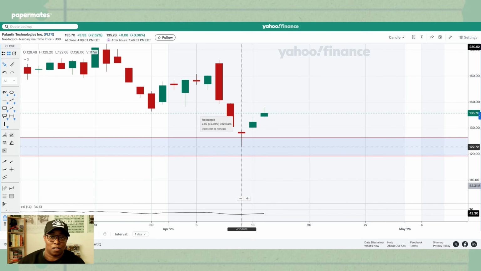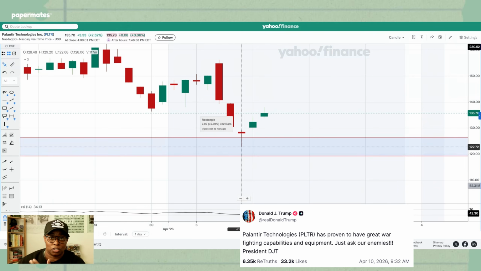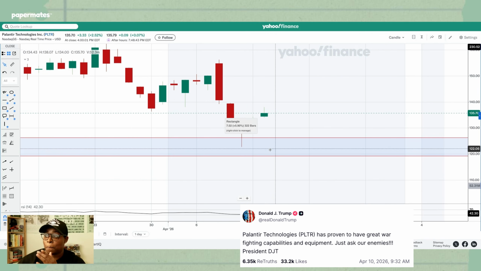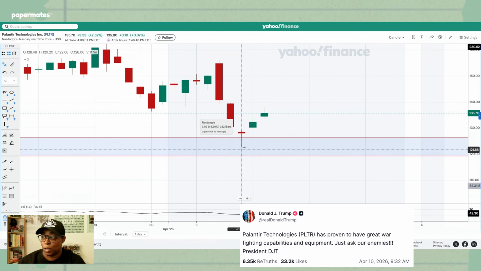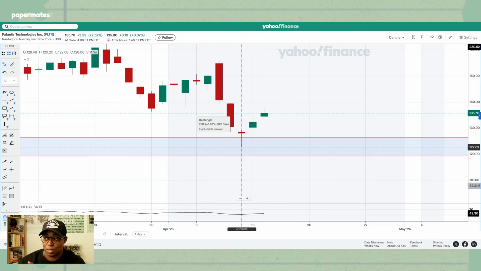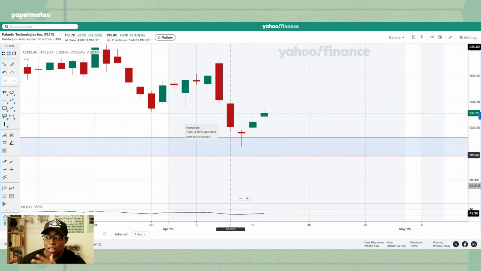Trump, the very next day from when I posted that, came out and said that Palantir has shown that they have great war fighting capabilities. I'll put a pop up right here somewhere. He posted that. Palantir was coming down, by the way. So as you guys can see, this is the day that he posted it. We went all the way down to 122.68, still inside of the zone.